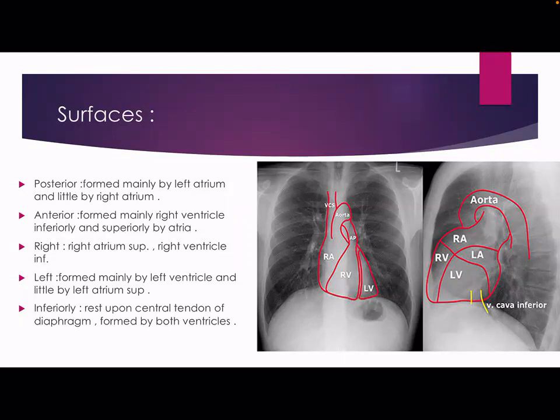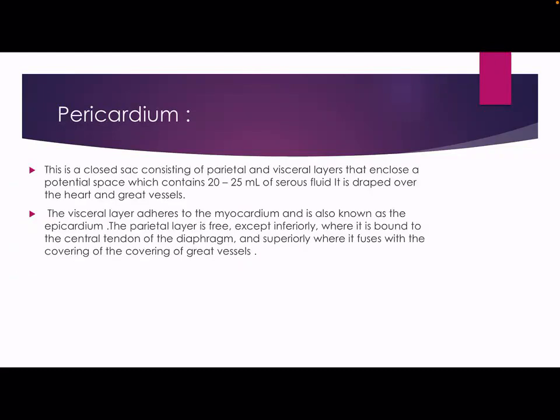The heart is enclosed in a sac called the pericardium, which is composed of two layers, the parietal and visceral layers. There is a potential space between them, which contains 20 to 25 ml of serous fluid. The visceral layer adheres to the myocardium and is known as the epicardium, while the parietal layer is free, except inferiorly, where it is bound to the central tendon of the diaphragm, and superiorly, where it is fused with the covering of the great vessels.